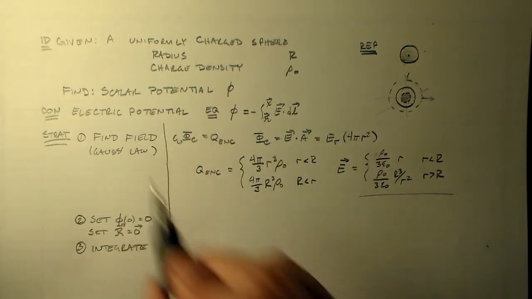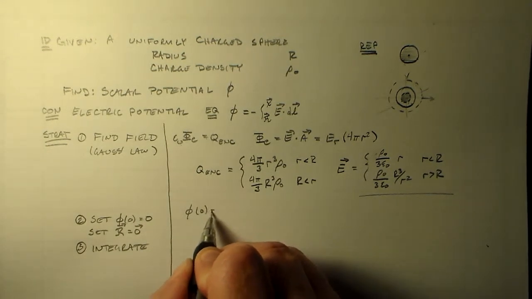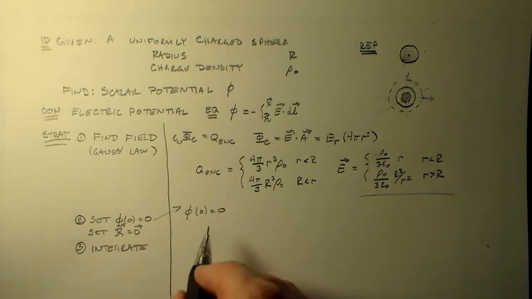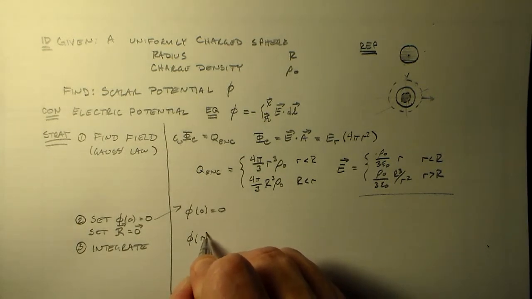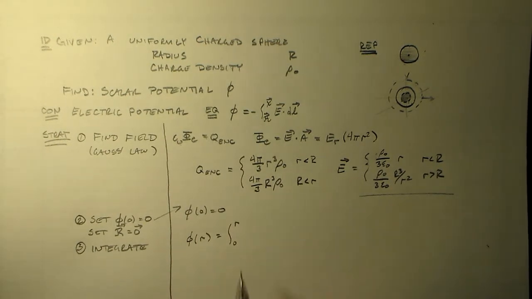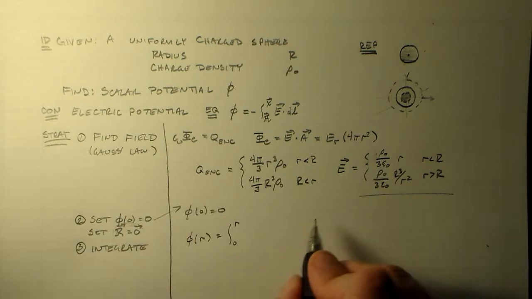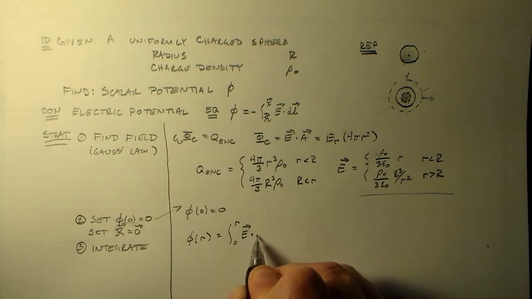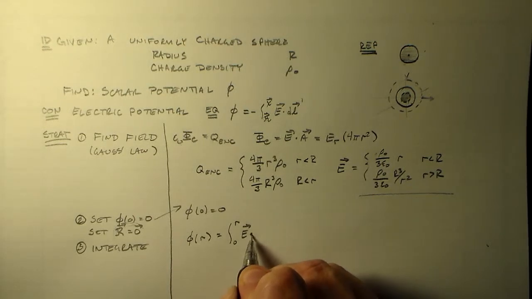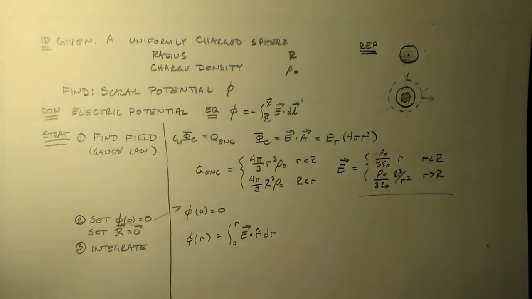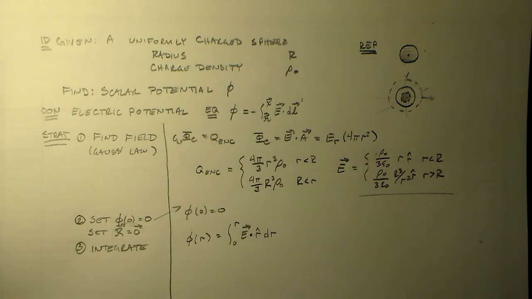Okay, so this is what we wanted to get here. I've already said what we're going to do here. So that's done with part two. So now we do our integration, right? So we said phi of r is going to be the integral from 0 to r. So let's just take 0 as a reference point, of E, which is this thing, dot dl. dl is just going to be dr, E dot r hat dr. Oh, I forgot the r hats here, r hat.